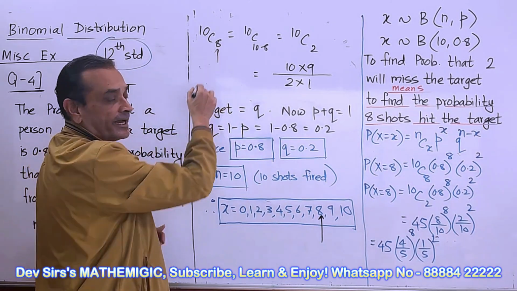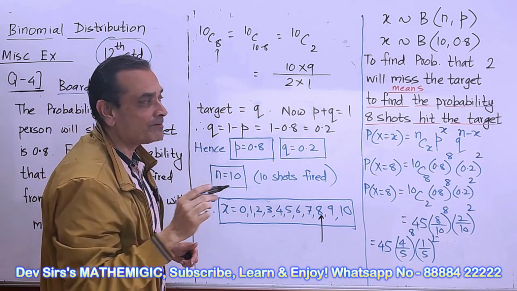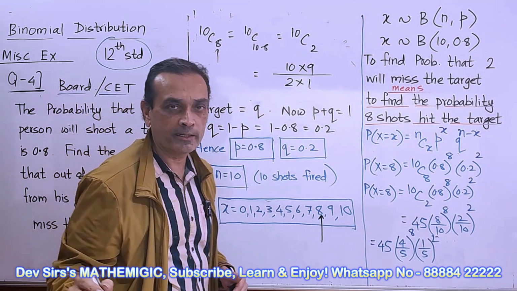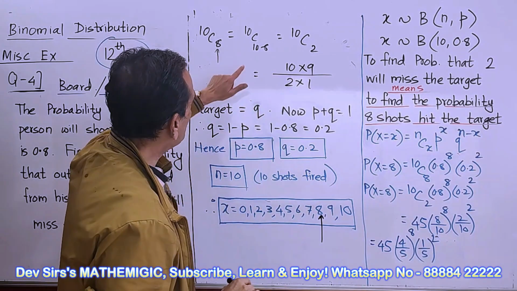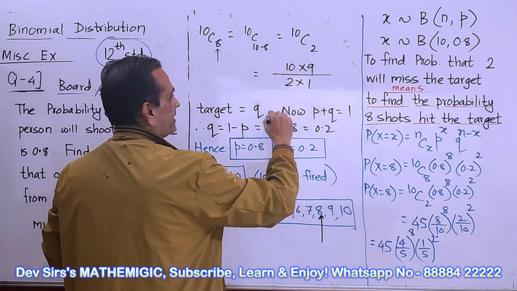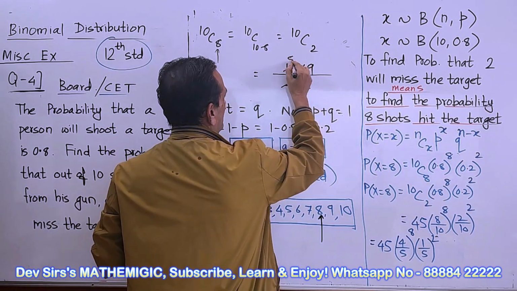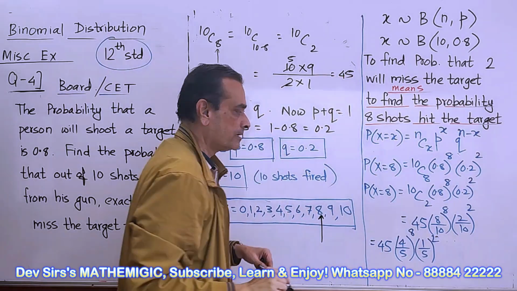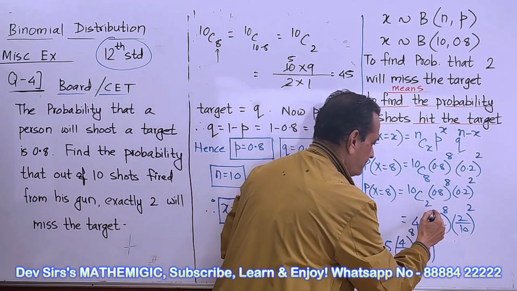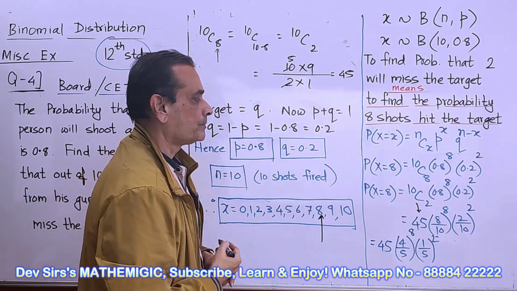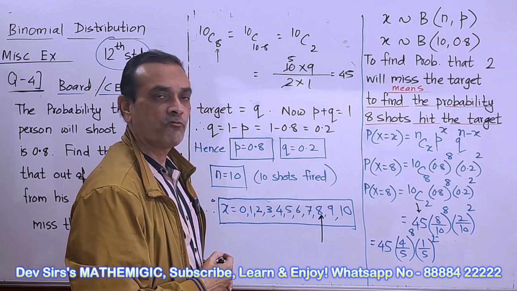If I had kept 8 over here, the answer will come, but then you will have to write 8 into 7 into 6 into 5 up to 1. That is why I took the smaller number. Right? Now calculate. 2 fives are 10. 9 into 5, 45. That is how I get 45. Followed?